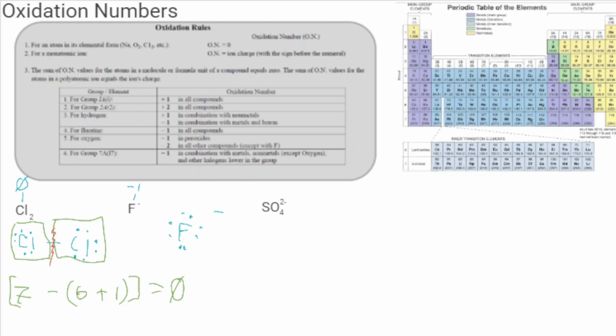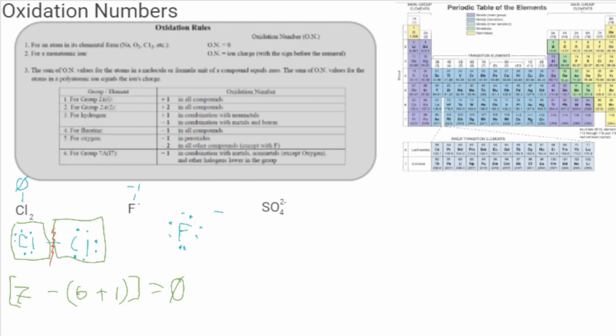We know that it is not a single element because it has 2, so both of these are excluded, so we have to do number 3. Number 3 says the sum of all the oxidation numbers needs to be equal to that of the ion's charge. In this case, we have a charge of 2 minus, or a -2 charge. So now we need to go through this list and determine what those oxidation numbers should be.